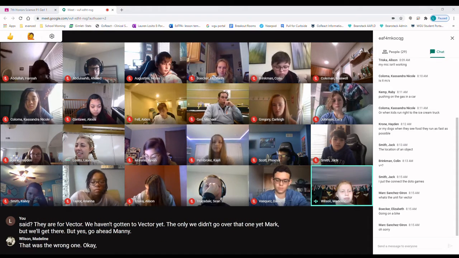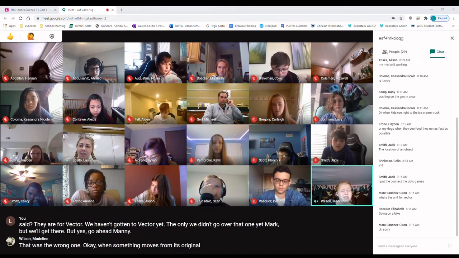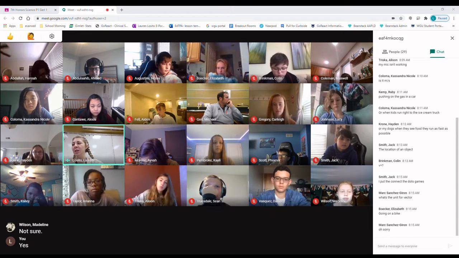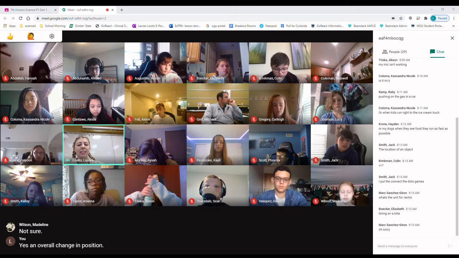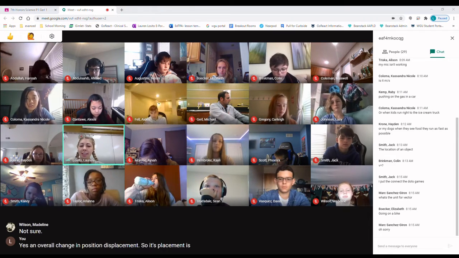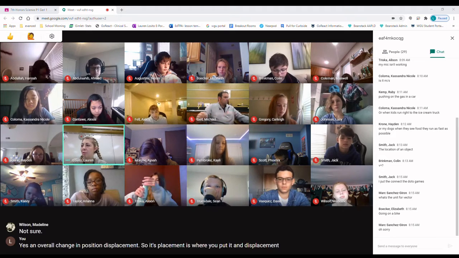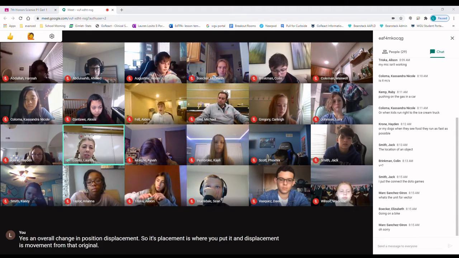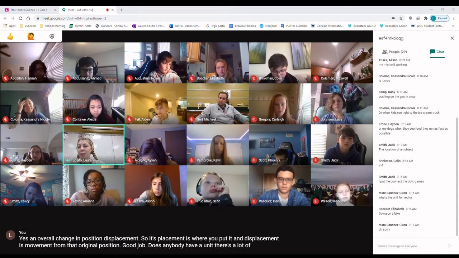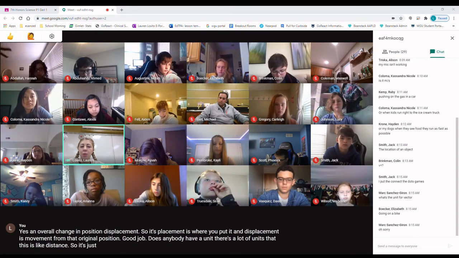Okay. When something moves from its original position. Perfect. Yes. An overall change in position. So placement is where you have put it, and displacement is movement from that original position. Good job. Does anybody have a unit? There's a lot of units. This is like distance, so it's just changing its location.